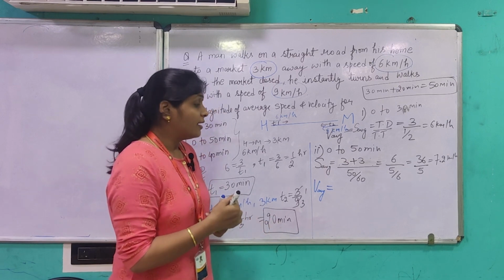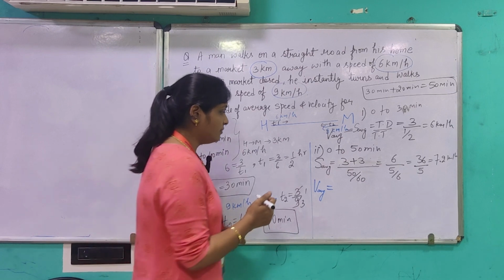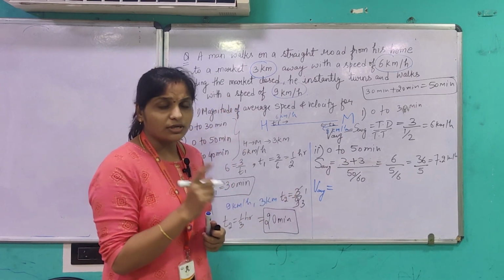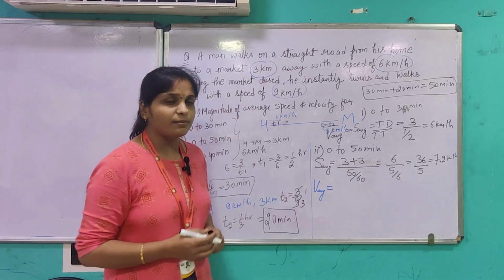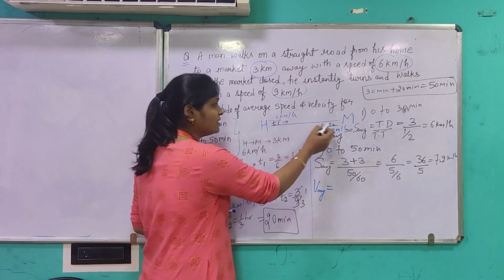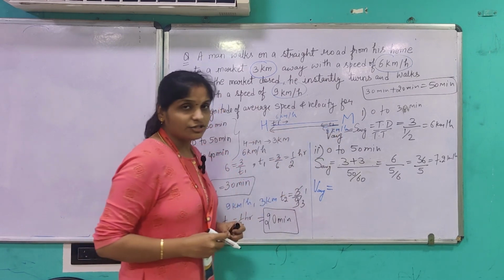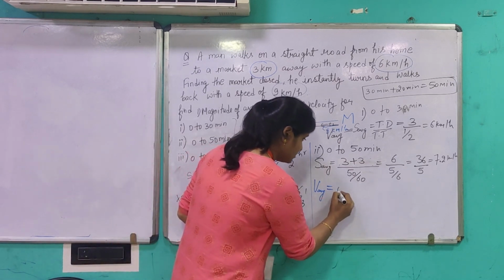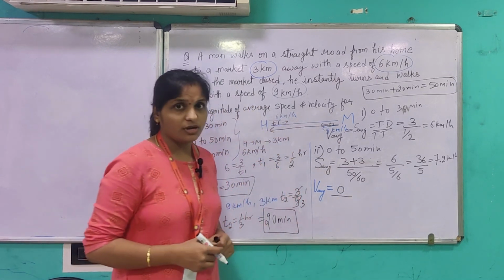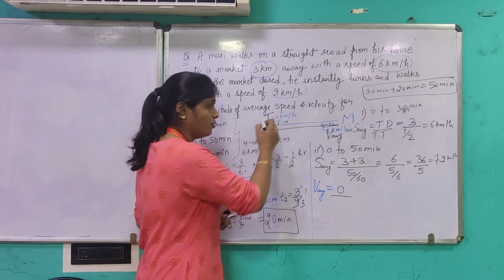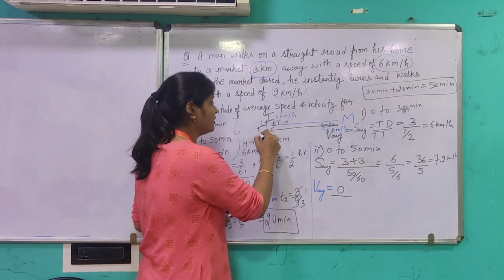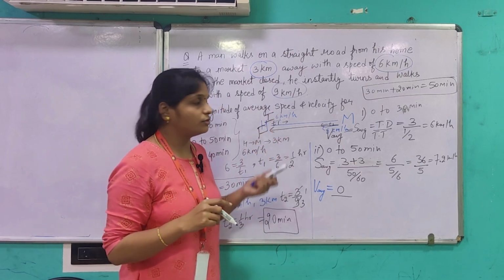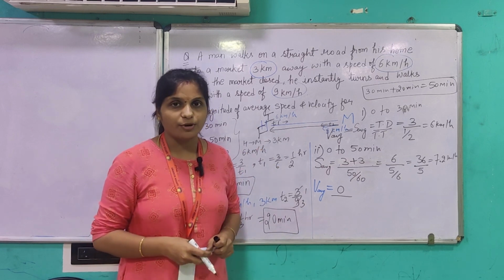Okay. Now see, average velocity. What is the average velocity? Total displacement divided by total time. What is the total displacement when it reaches home again? Total displacement will be 0, because the initial point is home and the final point is also home. So, no distance between initial and final point, right?